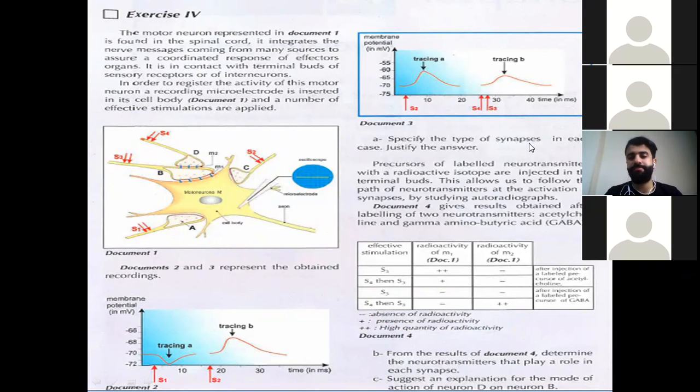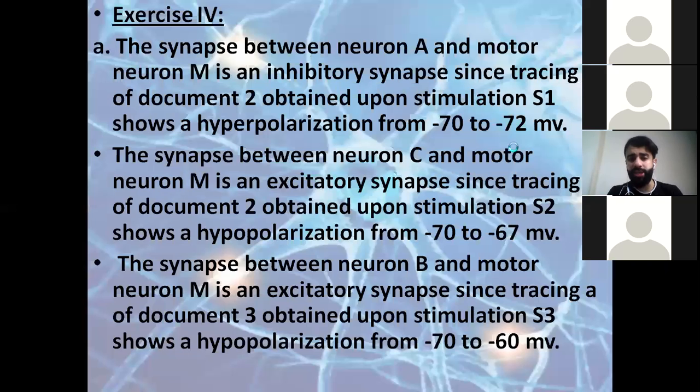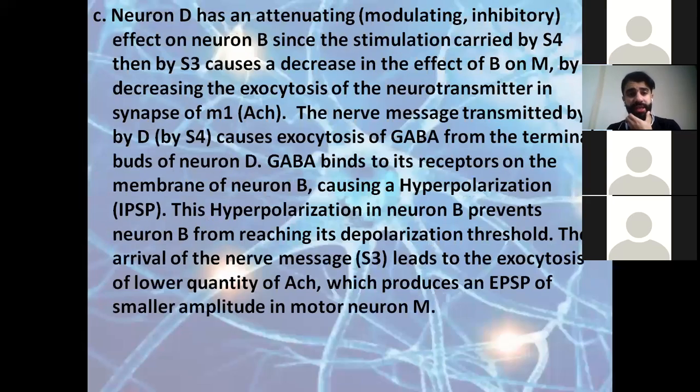Maybe if we injected acetylcholine on S3 alone, we would have positive radioactivity, right? Yeah, S3 alone here, with acetylcholine, we have radioactivity. With S4 and S3 together with acetylcholine, I have radioactivity but less. This means the amount of acetylcholine is going to decrease, because the excitation will decrease. Okay, so what he was talking about is part C.